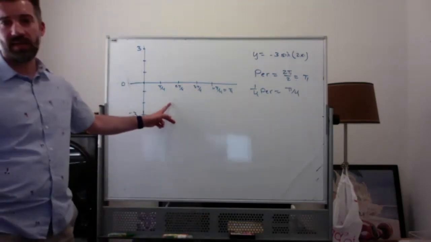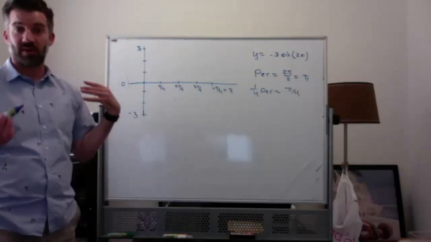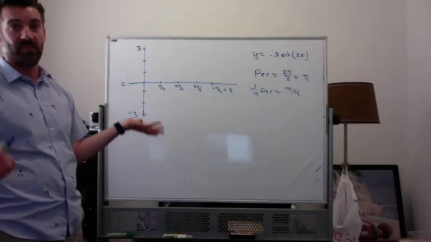You can write them on the x-axis. You can write them over here. They should be equally spaced out. They're all exactly a quarter of a period, so they should all have the same length.